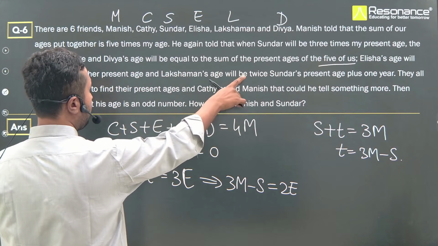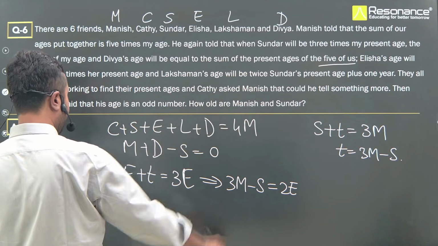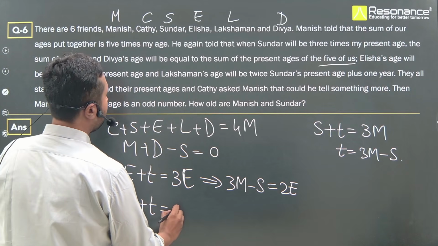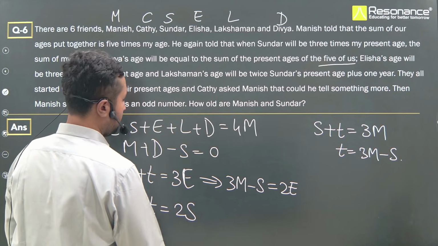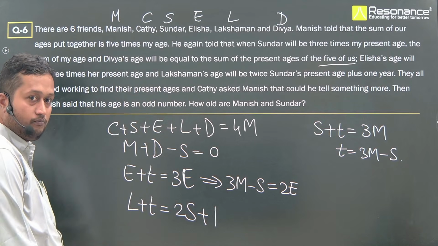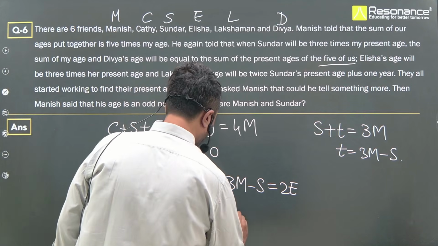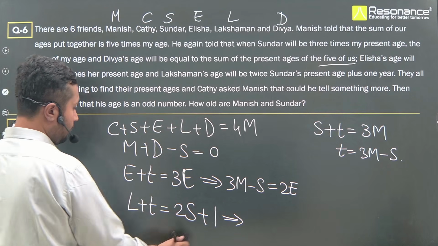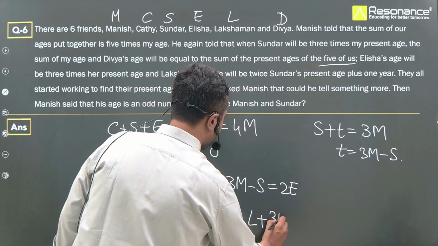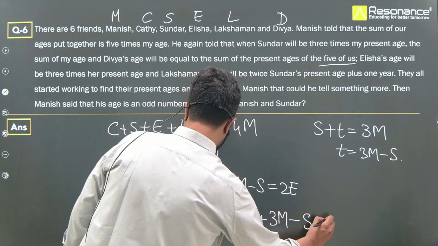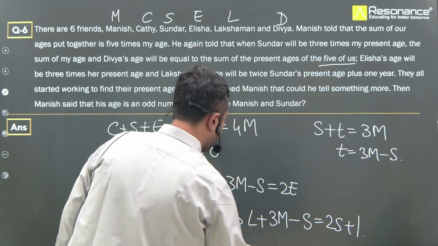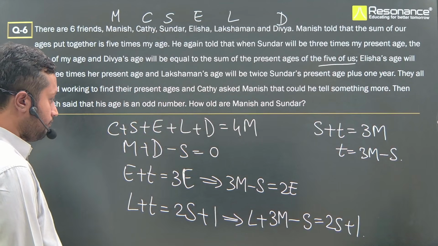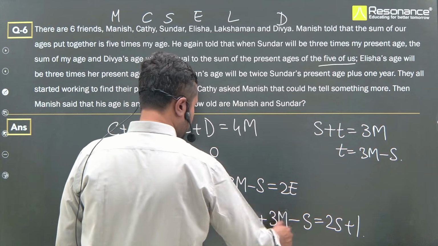Next, Lakshman's age will be twice Sundar's present age plus 1 year. Okay, so Lakshman's age is L plus T is equal to twice Sundar's current age plus 1. And we have the value of T again. So L plus 3M minus S is equal to 2S plus 1. Yeah, looks right. So L is all of that.